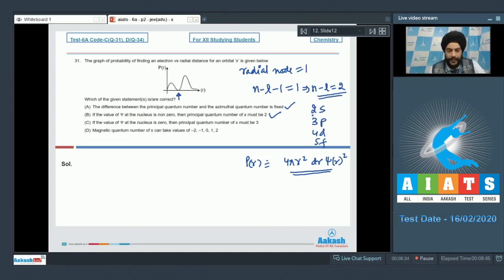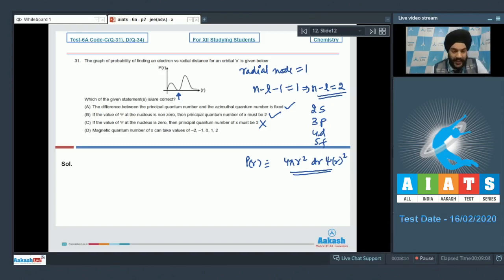If we talk about the third statement now, if the value of psi at the nucleus is 0, then the principal quantum number of x must be 3. This is not correct, students. If the value of psi is equal to 0, it can be any of p, d or f orbitals, and as such the quantum number is not fixed as in the previous option.